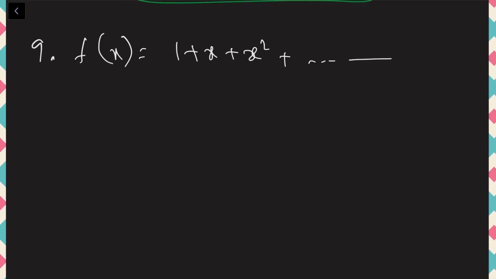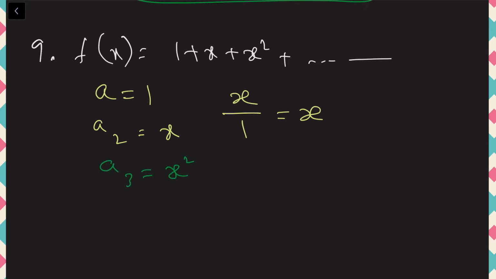Now, if we observe this 1 plus x plus x square clearly, once if we go to the 10th class progressions, we will get geometric progressions. First term a1 is 1. Second term a2 is x. Second term divided by first term: x divided by 1 is nothing but x. Now third term, a3, is equals to x square. Third term x square divided by second term x, x square by x is x. Here, second term by first term is x, third term by second term is also x. Common ratio is same, so that's why the given function is in GP.